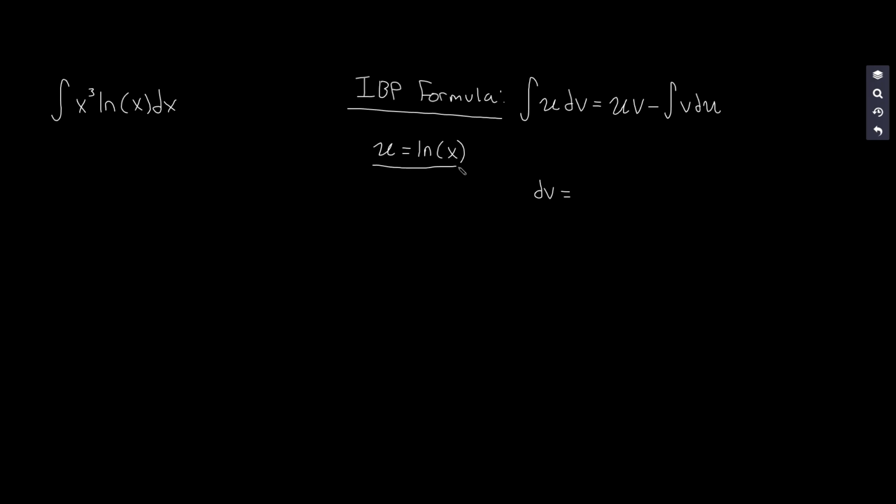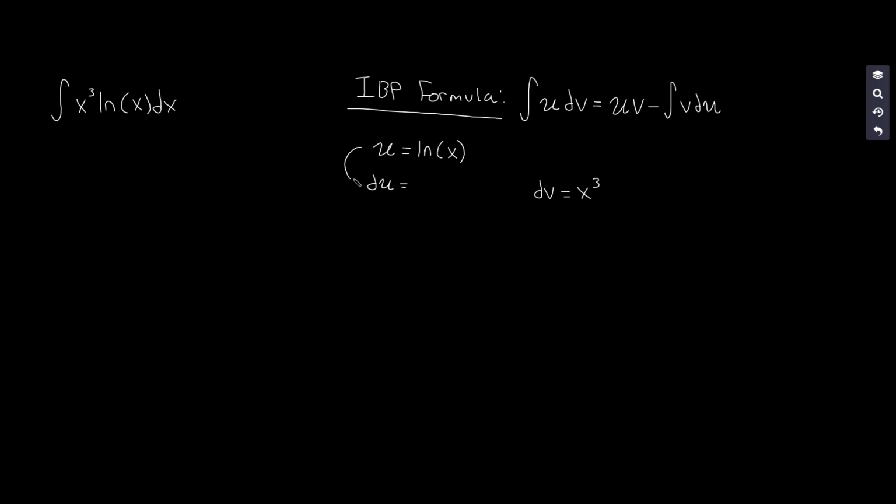You're always going to assign u first. So you want to assign your u, right? I chose to assign natural logarithm of x to u. So if the natural logarithm of x is assigned to u, that means that x cubed is going to be assigned to dv. The next thing I want to do is find du.